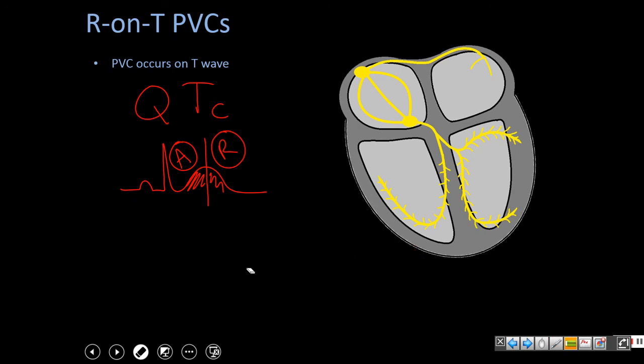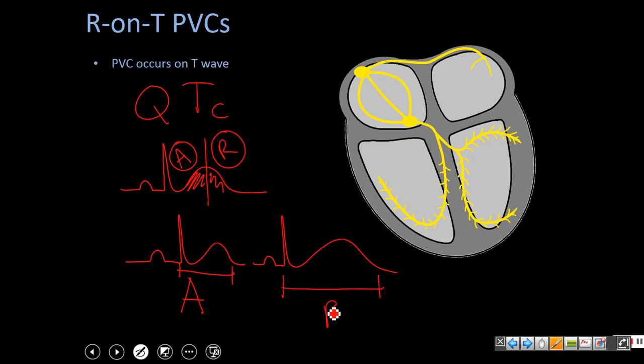Now, we measure the QTC because, well, here we'll say patient A, that's their QT, right? Measure from the beginning of the Q wave to the end of the T. So we'll say patient B, this is their QT. Which one is more susceptible to developing a lethal arrhythmia?